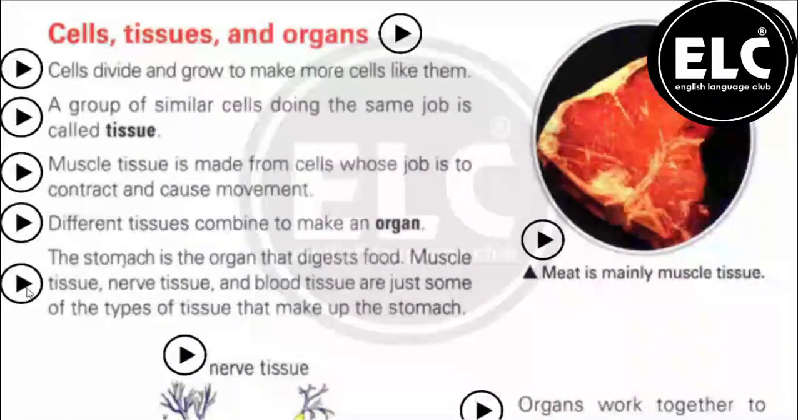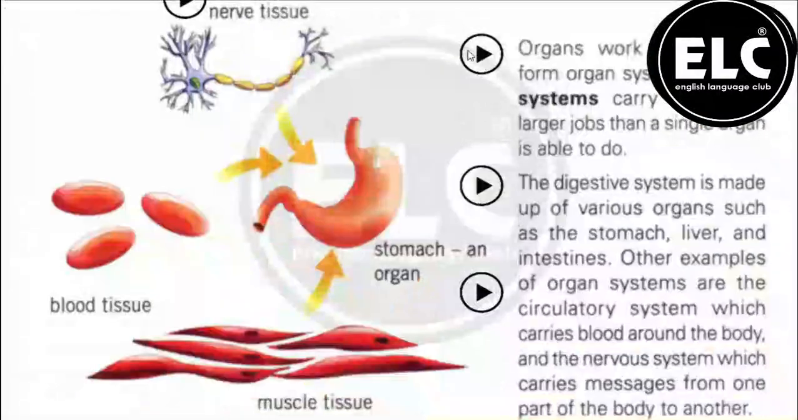The stomach is the organ that digests food. Muscle tissue, nerve tissue, and blood tissue are just some of the types of tissue that make up the stomach. Meat is mainly muscle tissue. Nerve tissue.